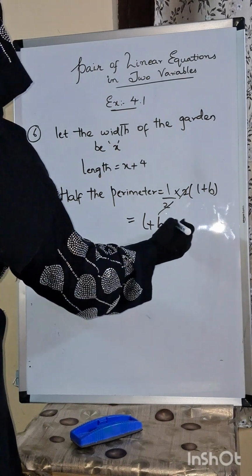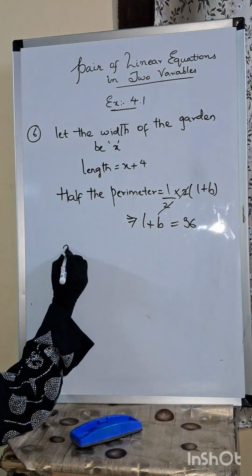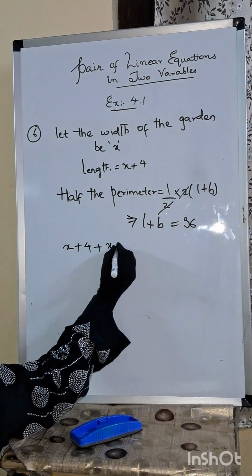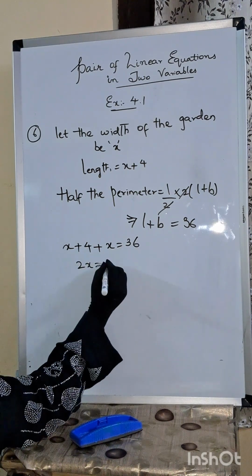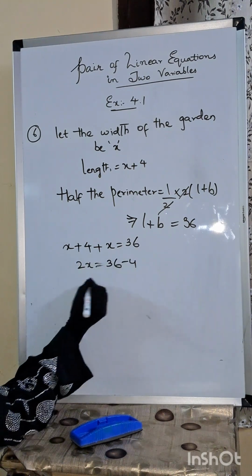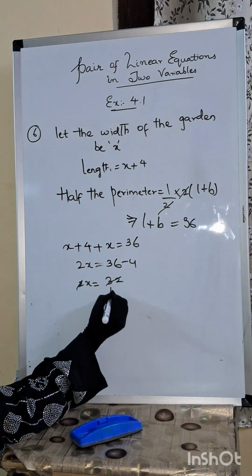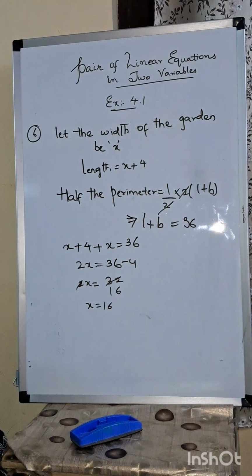36, right? Now what is the length here? Length is X plus 4, and what is the breadth? We have already taken it as X. So X plus 4 plus X is equal to 36. X plus X, 2X. 2X is equal to 36 minus 4, sending 4 to that side. So 2X is equal to 32. 2 sixes are 12. X is equal to how much? 16, right? We got the answer.